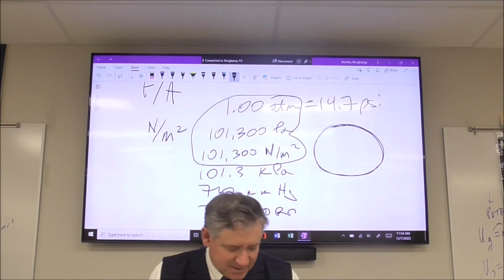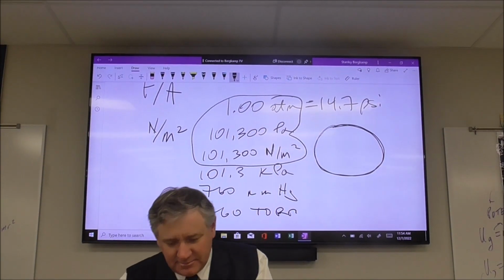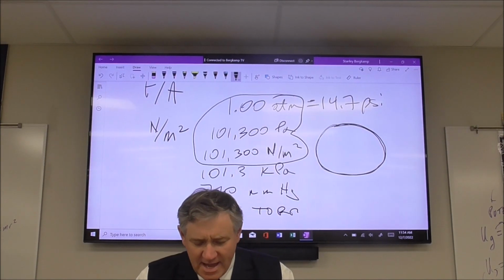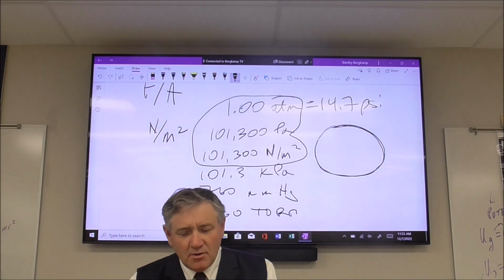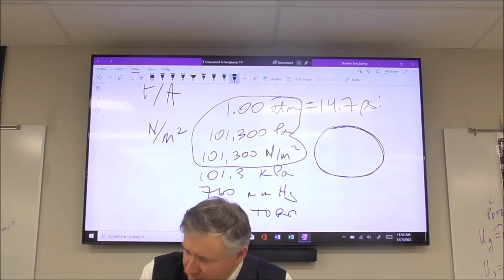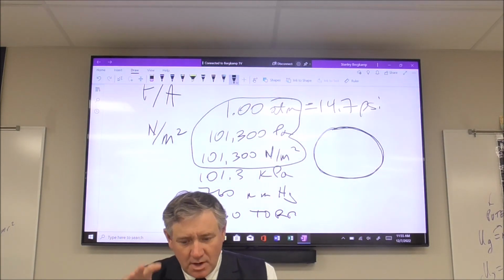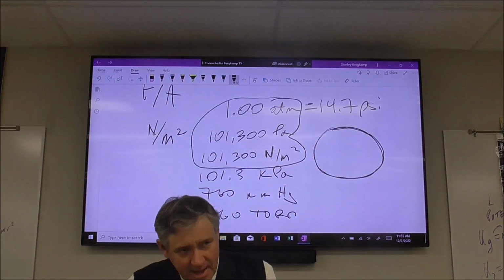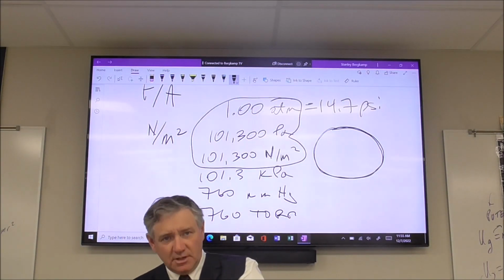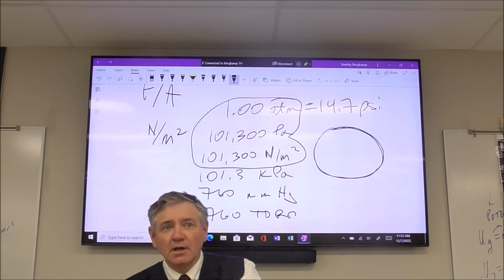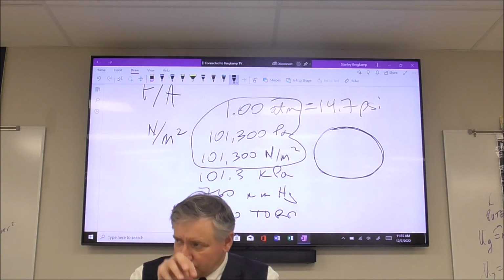Now, to give you some perspective, here you have Hank, and Hank weighs roughly 15 pounds. So if you look at that 14.7 pounds per square inch, what this means is that you have the weight of a Hank pushing down on every square inch of you right now. Every square inch of you has the weight of a Hank pushing down.